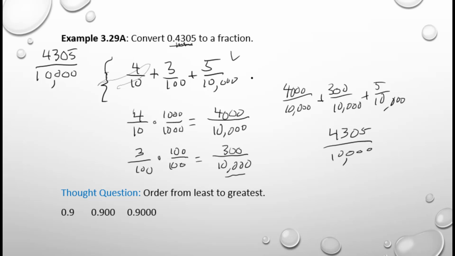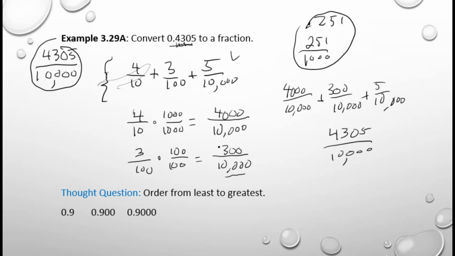The short way of doing it would just be to recognize that the pattern is always going to develop. So another example would be 0.251. Convert that, it's going to be 251 over 1,000. See that?